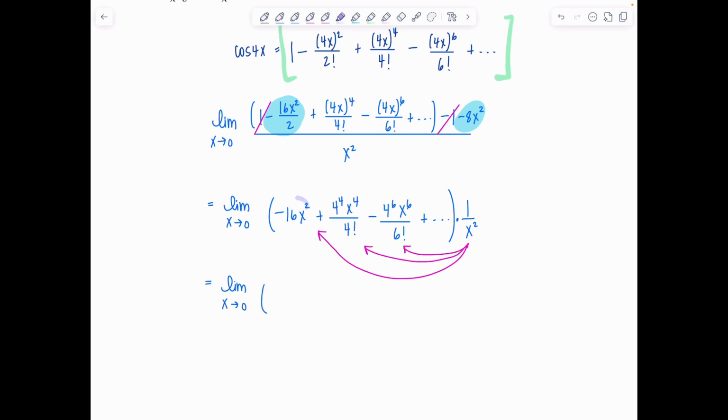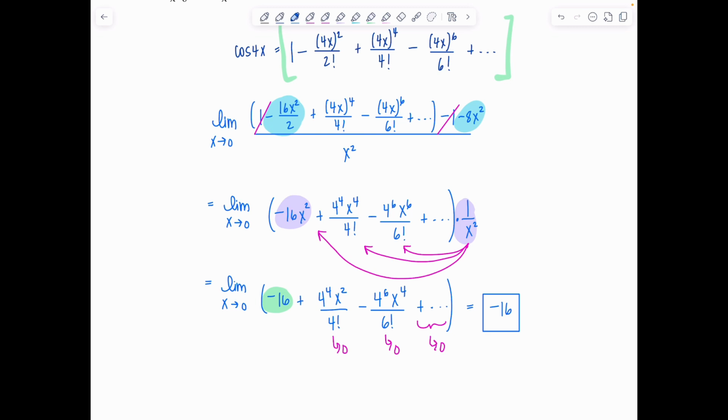So like negative 16x squared times 1 over x squared, that just becomes negative 16. And then I have plus 4 to the 4th x squared over 4 factorial minus 4 to the 6th x to the 4th. Everything's going down by 2 because we're canceling an x squared, plus a bunch more stuff. And then x is going to 0. So this term goes to 0, this term goes to 0, all the rest go to 0. The only one that doesn't is sweet little negative 16, which is our limit.